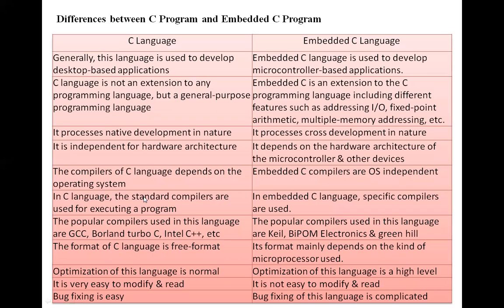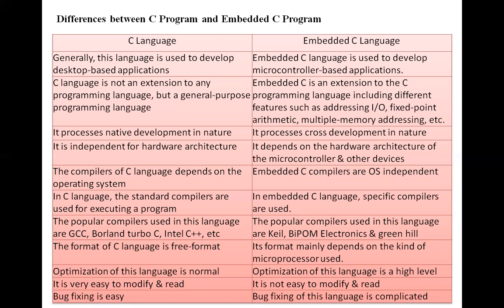Lastly, I am telling you here what is the difference between the C program and the embedded C program, right? So here I have given two columns. The first one is C language and the second one is the embedded C program. The first point that I would like to tell you is that generally C language is used to develop desktop based applications, okay. Whenever you hear about the C language, it is most commonly preferred for development of desktop based applications.